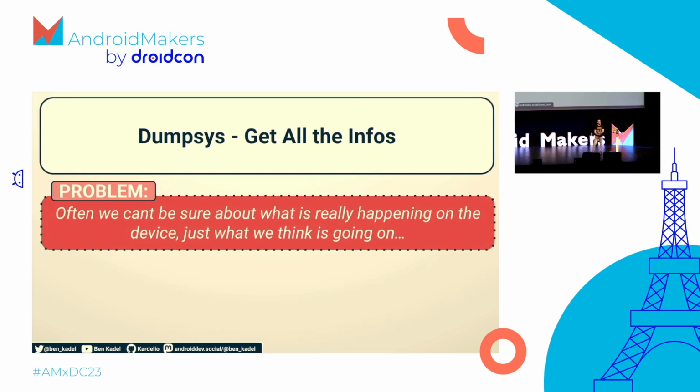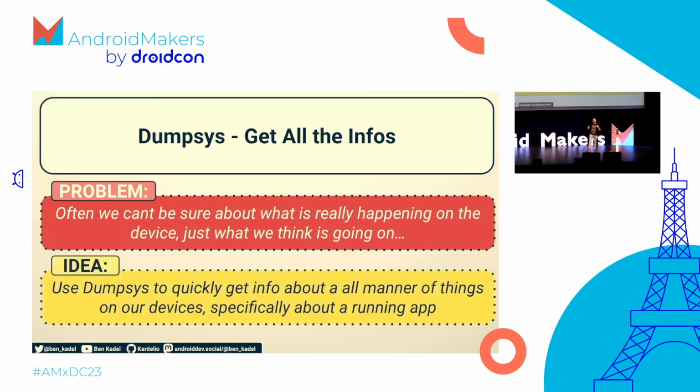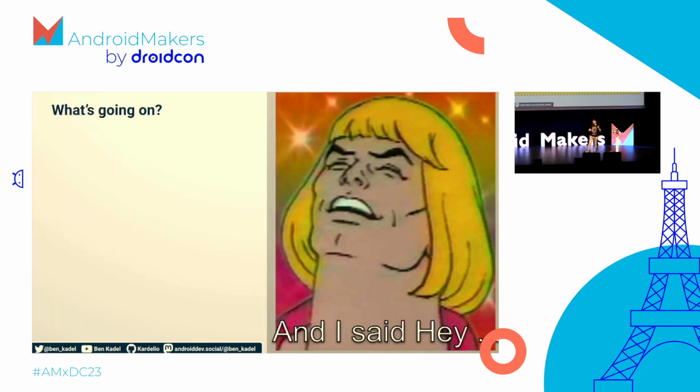Or I think I inflated a fragment on screen, but I'm not seeing anything. Am I looking at the fragment? Am I not? So, the idea is to use a tool called Dumpsys, which is absolutely insane and amazing, to quickly get information about all manner of things on our device. But in this one, we're going to focus specifically on information about a running app. Let me tell you more.